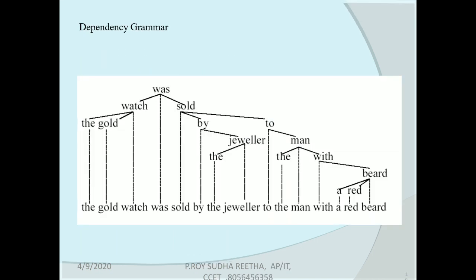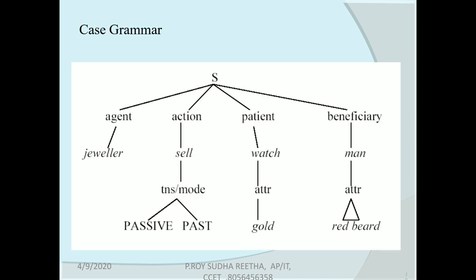And this is a dependency grammar. In the given sentence, the dependency grammar is basically shown with this sentence: the gold watch was sold by the jeweler to the man with a red beard. This is the basic sentence given, and how the lexical grammar works we are going to see in the next slide. This would be the syntactic analysis structure, showing who is the agent and action, the patient, and the beneficiary.